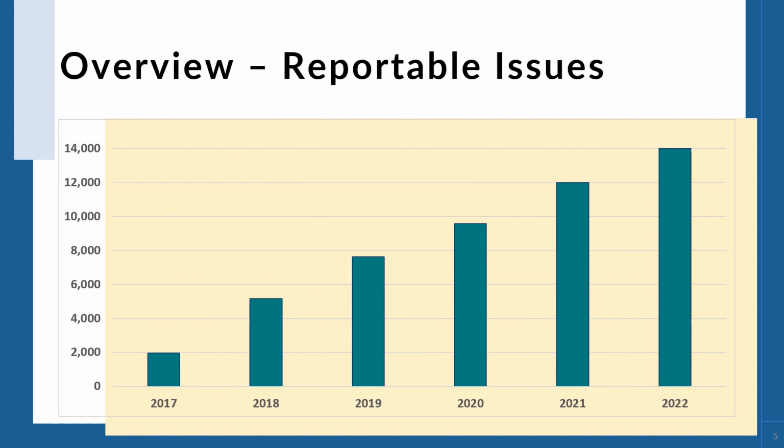This slide shows the number of reportable issues since 2017. As you can see, the ongoing reportable issues have steadily increased every year from about 2,000 issues the first year to over 14,000 issues for the current reporting period that are due to be filed by the end of this month.